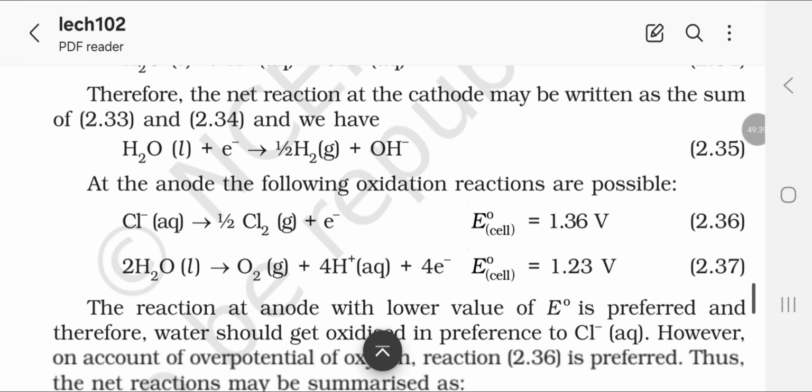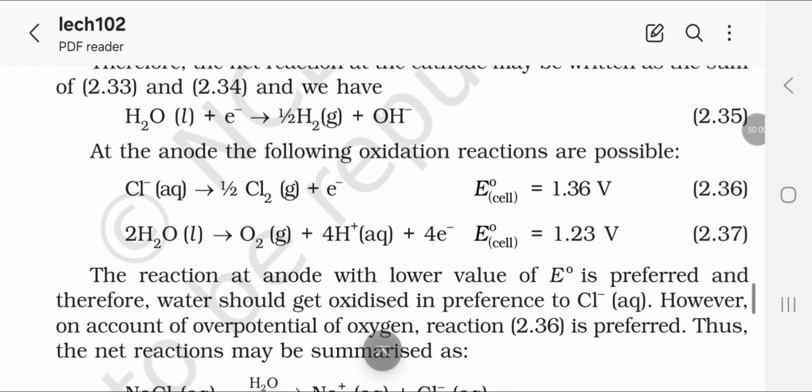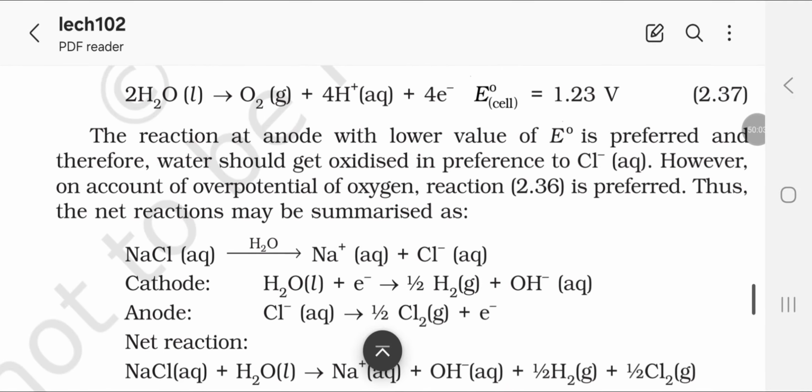At the anode, the following oxidation reactions are possible. Cl- aqueous gives half Cl2 gas plus electron, and E naught cell is equal to 1.36 volt, and 2 water liquid gives O2 gas plus 4H+ aqueous plus 4 electrons, and E naught cell is equal to 1.23 volt. The reaction at the anode with lower value of E naught is preferred, and therefore water should get oxidized in preference to Cl- aqueous. However, on account of overpotential of oxygen, reaction 2.36 is preferred.